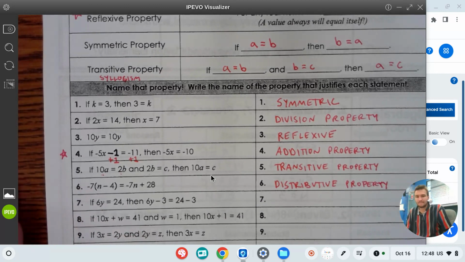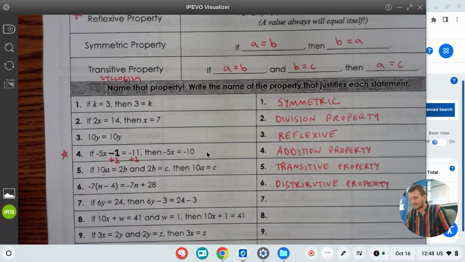All right, that's our different properties. Finish this out. We're going to talk about how they're incorporated in proofs in a little bit.